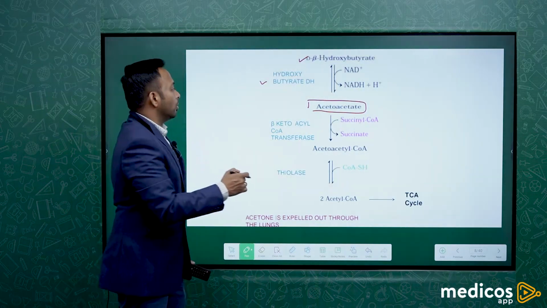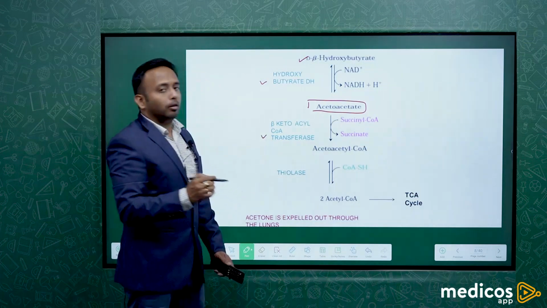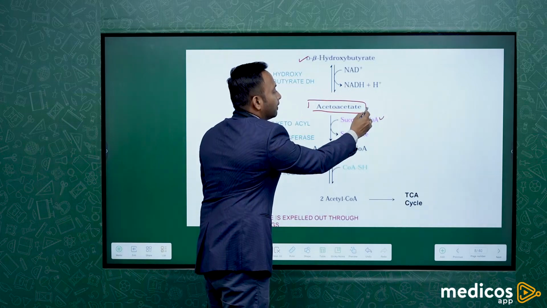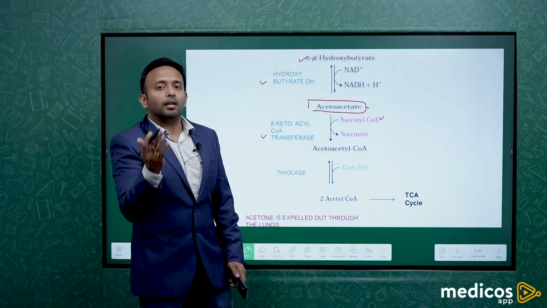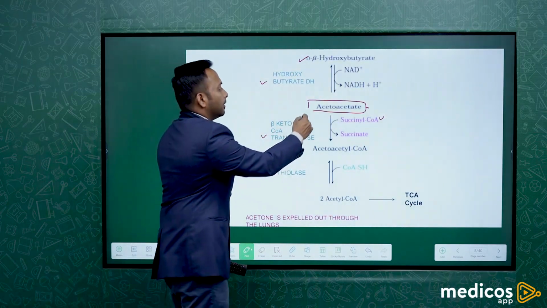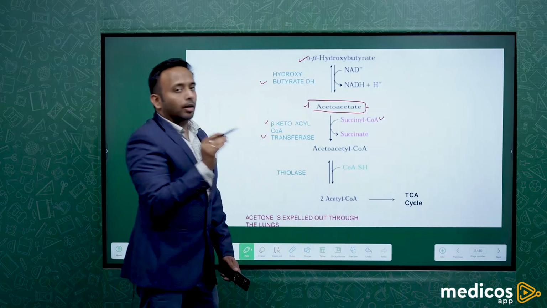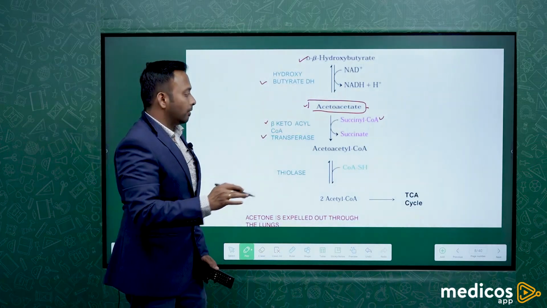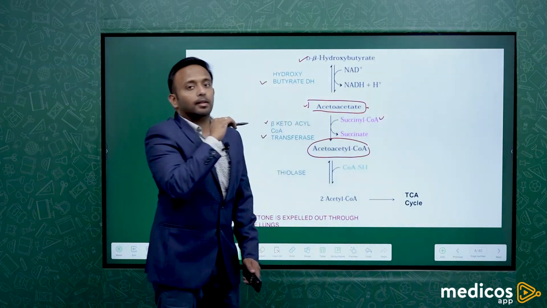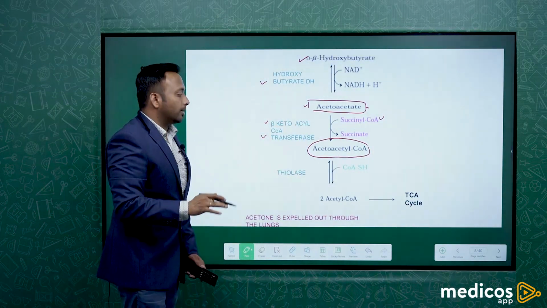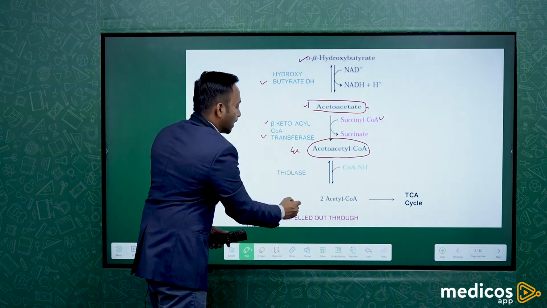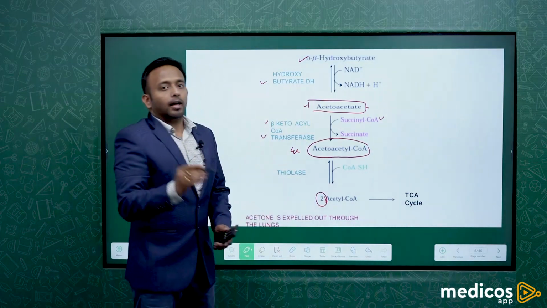Acetoacetate will undergo a transferase reaction with the help of succinyl coenzyme A. What we actually require is one coenzyme A, so that coenzyme A is donated by the succinyl CoA. Succinyl CoA reacts with the acetoacetate by beta keto acyl coenzyme A transferase. What we transferred is coenzyme A, so acetoacetate is converted into acetoacetyl coenzyme A. Now acetoacetyl coenzyme A can be split into 2 because it is a 4 carbon compound. We can convert this 4 carbon into 2 different acetyl coenzyme A.